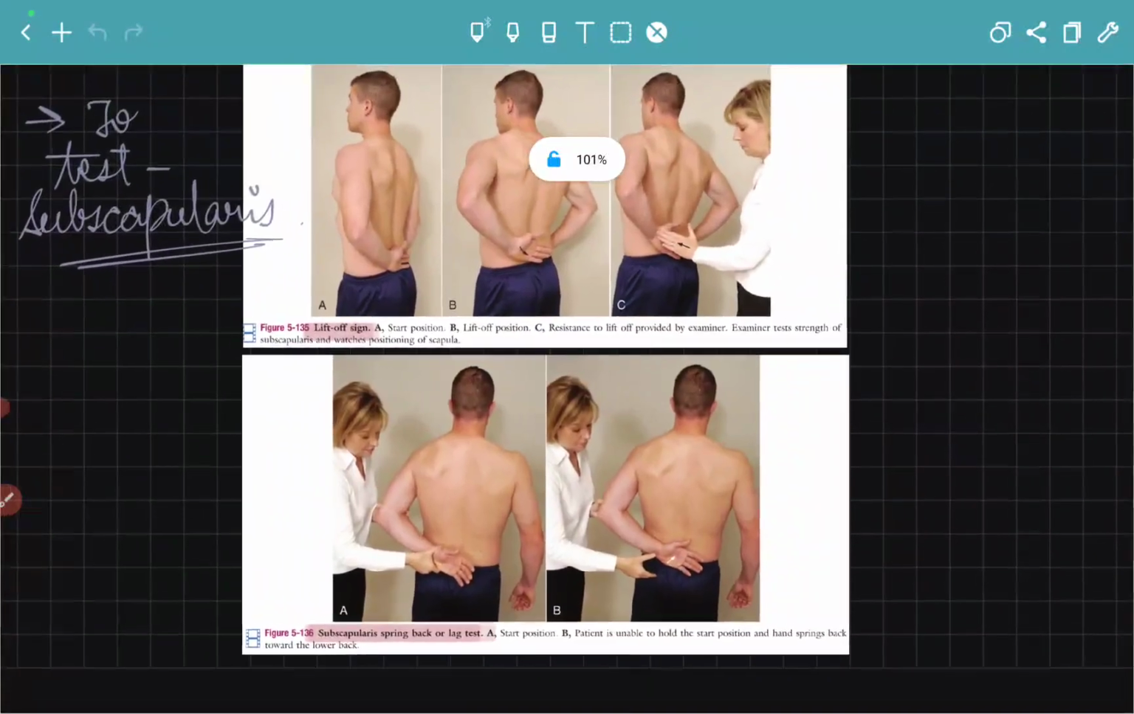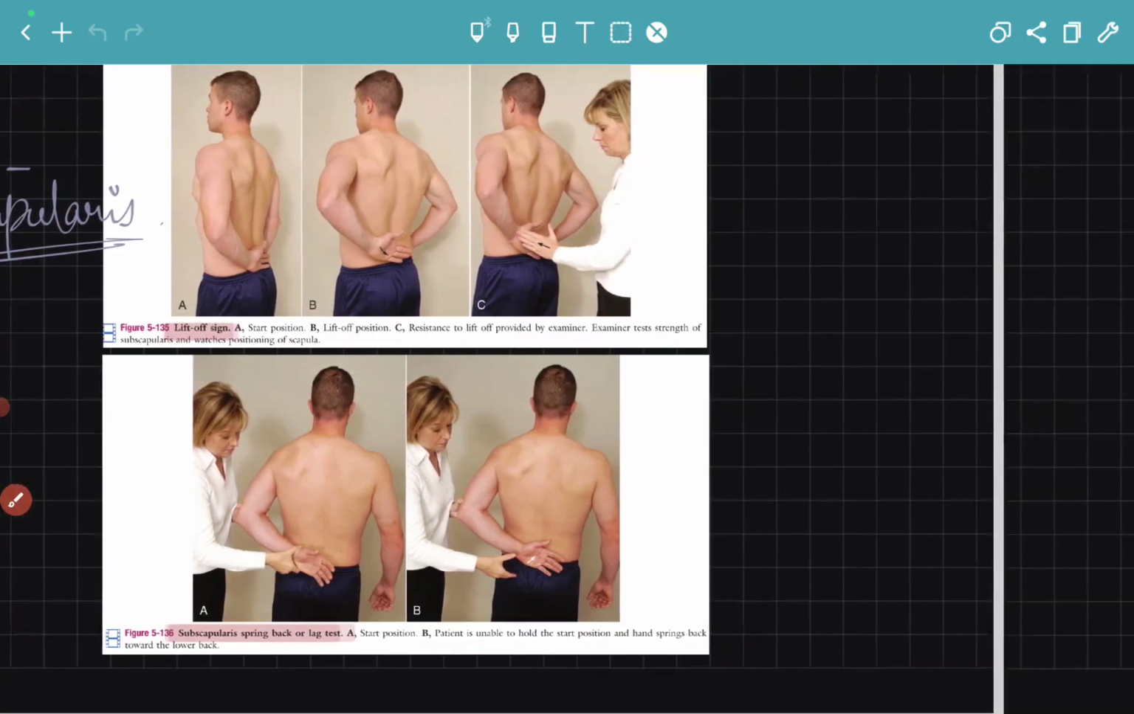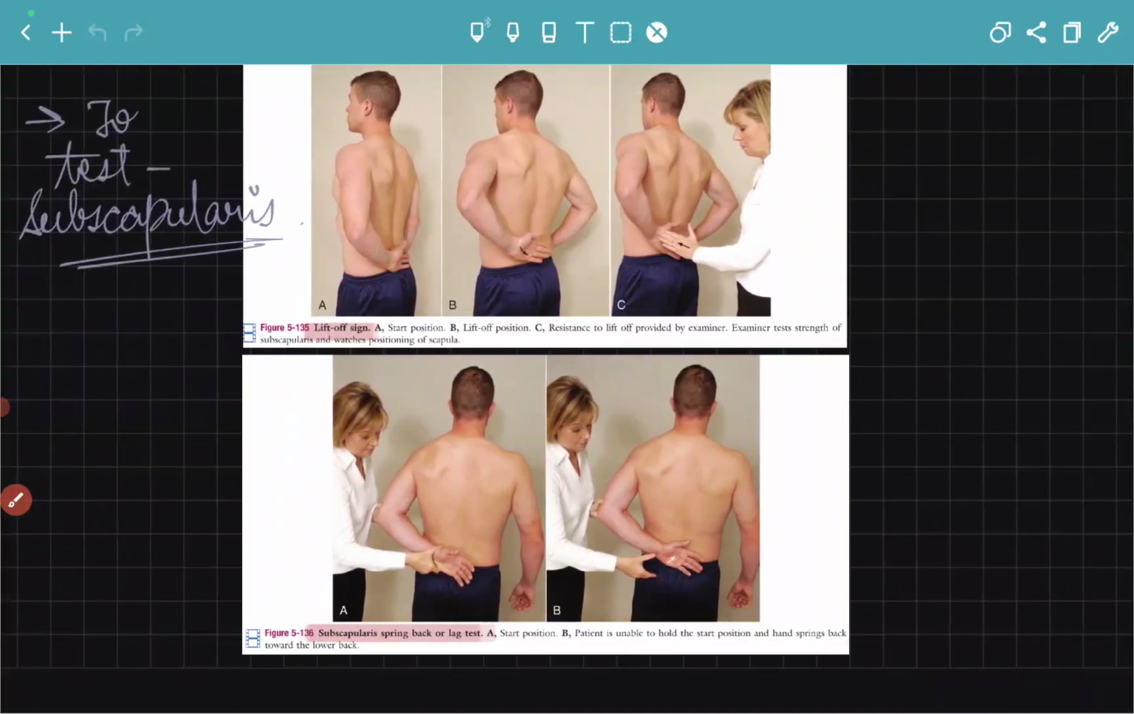So that was about the lift off sign and spring back or lag test for subscapularis, with which we can test the muscle. So this was it about the rotator cuff muscles. The remaining three muscles, infraspinatus, teres minor and subscapularis, along with their clinical aspect, are discussed in this session number 2 or series 2.